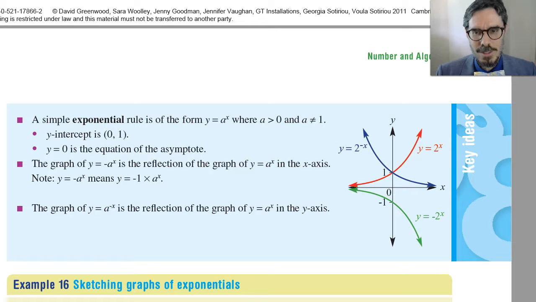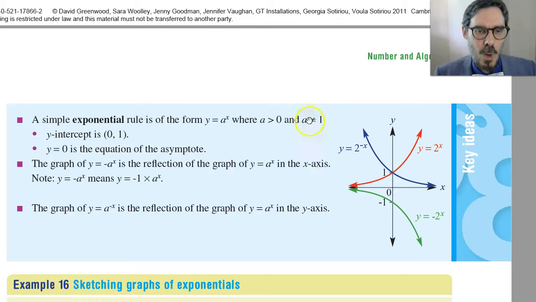So let me summarise. An exponential rule is y equals a to the power of x. So x is in the power, not in the base. And we're specifically talking about positive bases because a negative base does some really weird things. We're not worrying about that.